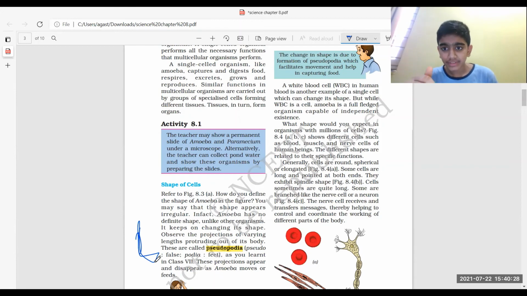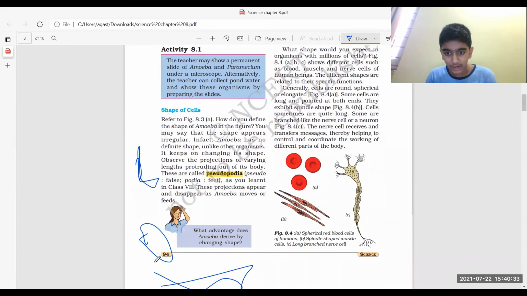Next, let's move on in the chapter. Now we have a few cells over here. Nerve cells are long and branched. Why do they have long branches? Because they have specific functions. Similarly, red blood cells are spherical, and muscle cells are spindle-shaped.